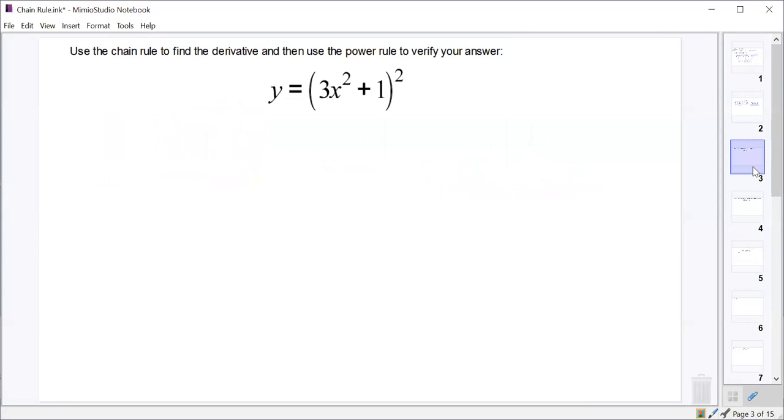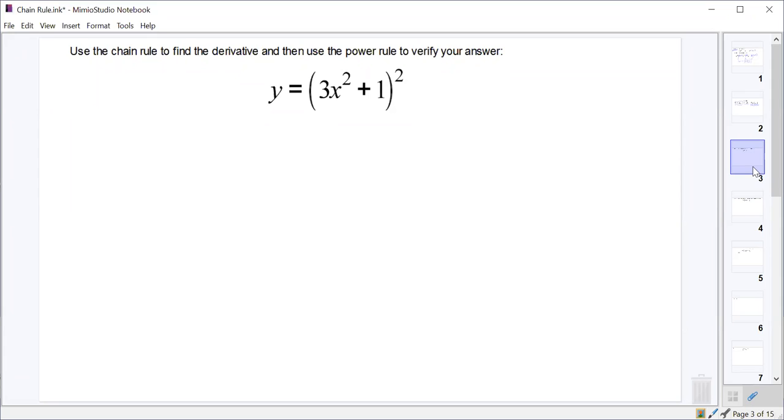So we're going to take another fairly simple one: y equals (3x squared plus 1) to the second power. We're going to use the chain rule to find its derivative, and then we're going to use some other methods to check and make sure that it works. So let's start with the chain rule.